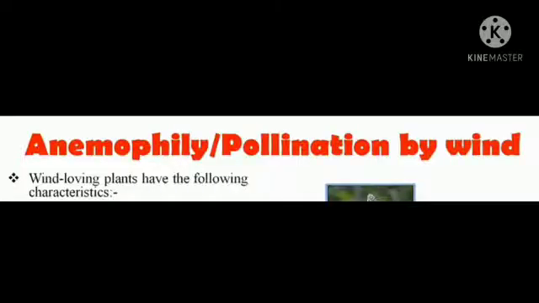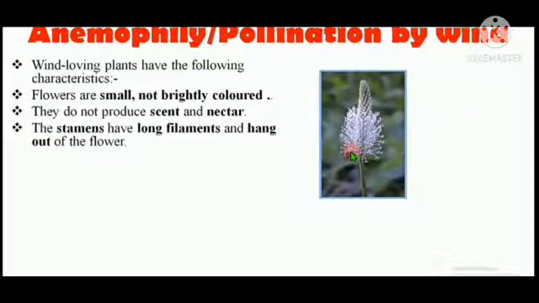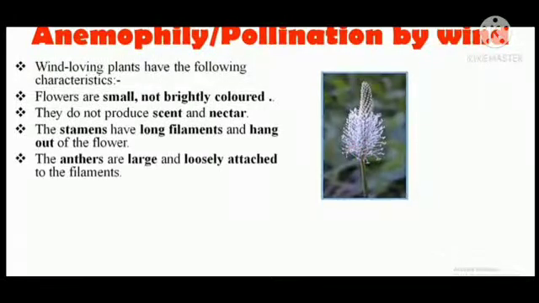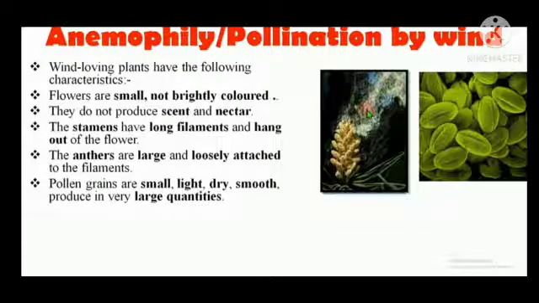Anemophily is pollination by wind. Flowers pollinated by wind have the following characteristics. First, the flowers are small but not brightly colored. They do not produce scent and nectar, and the stamens have long filaments and hang out of the flower. The anthers are large and loosely attached to the filament. Pollen grains are small, light, dry, smooth and produced in a very large quantity.